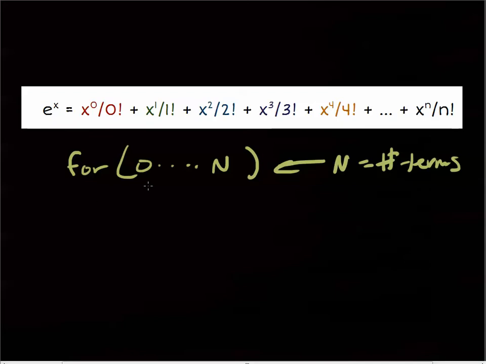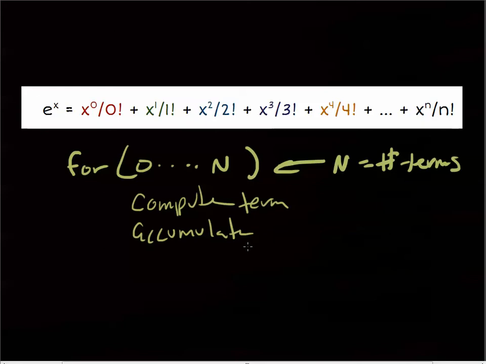Each term will just be accumulated. So basically we've got a compute term step, and then we have an accumulation step, which will probably be done all in the same line of code. It's this compute term that we really need to think about. If we look at each term, we can see that the only number that's really changing here is this value, 0, 1, 2, and 3.